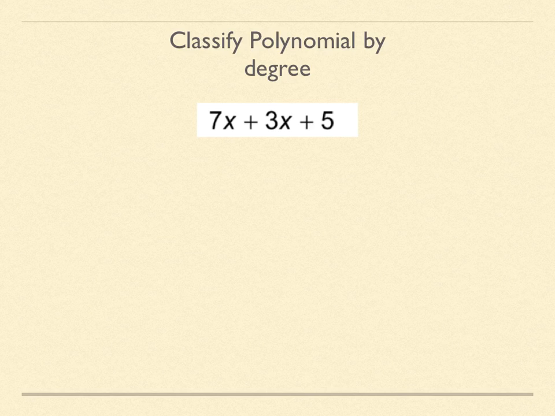Okay, so we need to classify the polynomial by the degree. So we need to look for the highest degree we have and classify it by that. So what's our highest degree here? X. And just x all by itself, what would the degree be here? What's the number? 1. So our degree is 1. And what would it be called? Linear.